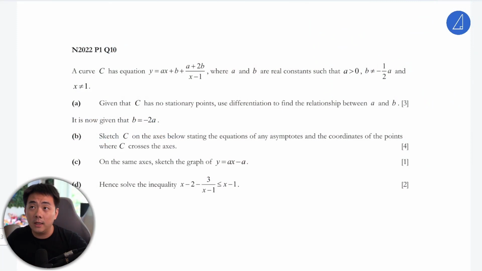Alright, so let's look at this question on graphing techniques, taken from the year 2022 paper, question 10 of the H2 math paper. A curve C has this equation here, and we are given that a is bigger than 0, b is not equal to negative half a, and x is not equal to 1. Given that C has no stationary point, use differentiation to find the relationship between a and b.